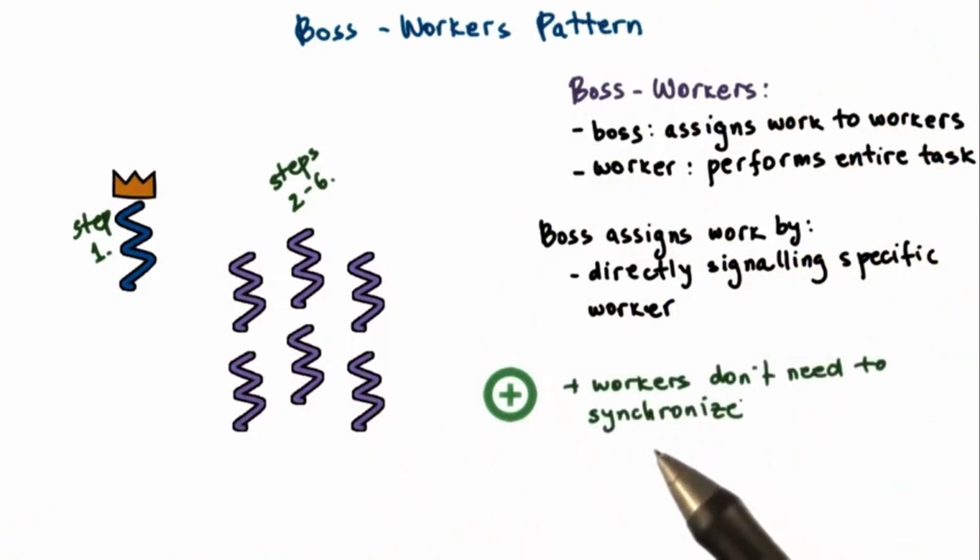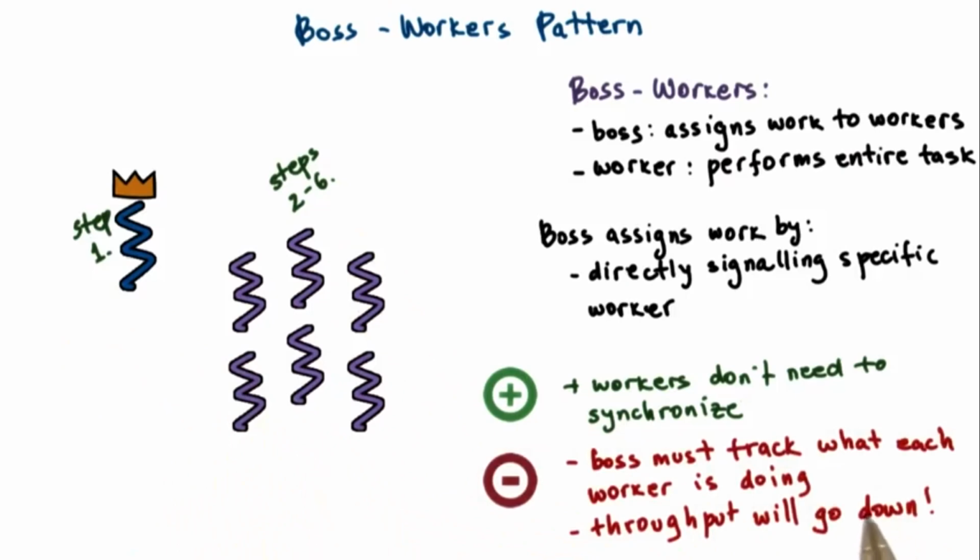The positive of this approach is that the workers don't need to synchronize amongst each other in any way. The boss will tell them what they need to do, and they don't have to care about what the other workers do. The downside, however, is that given that the boss now has to keep track of what the workers are doing, the throughput of the system will go down.